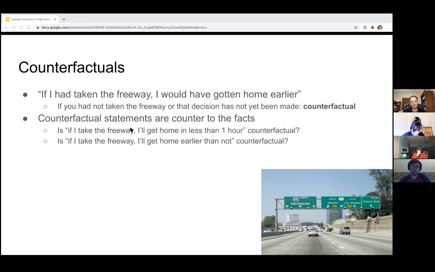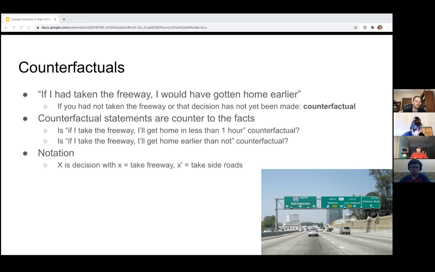So these are, I'll just skip ahead, both counterfactual statements. I'll get home in less than an hour. I'll get home earlier than not. Well, you don't. These are comparing two different outcomes. So one of them might be true, but the other one then wouldn't be true.